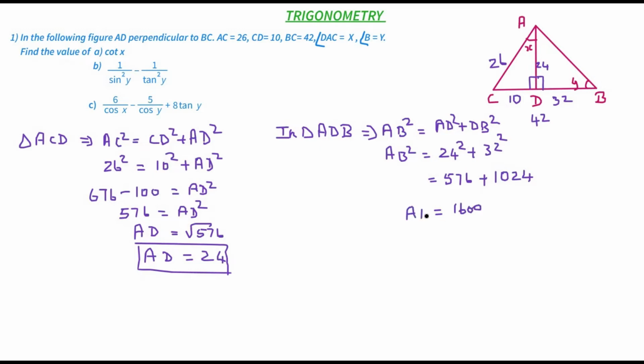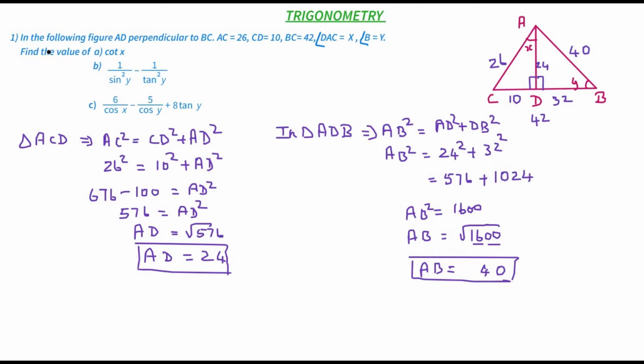So AB square is equal to 1600. So what is AB? AB is the square root of 1600. Now it's a pretty big number, right? So you need not find the square root using the long division method. It is pretty simple. Since there are two zeros, you will take one zero outside. And 16 is also a square number. So the root of 16 is 4. Pretty easy. So AB is 40. So we have got the value of AB. So now let's write here 40. So we have got all the values of the triangle.